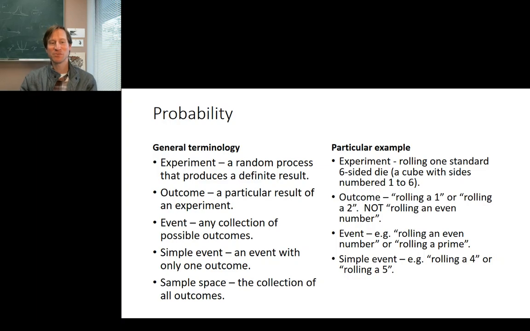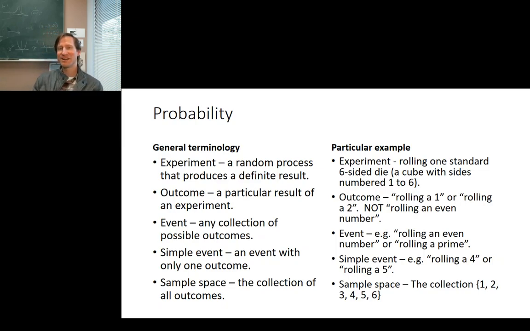And the last bit of terminology is the sample space. The sample space is just the collection of all of the possible outcomes. Notice that the sample space is also an event. So for our rolling a die example, the sample space is just the numbers 1 through 6.